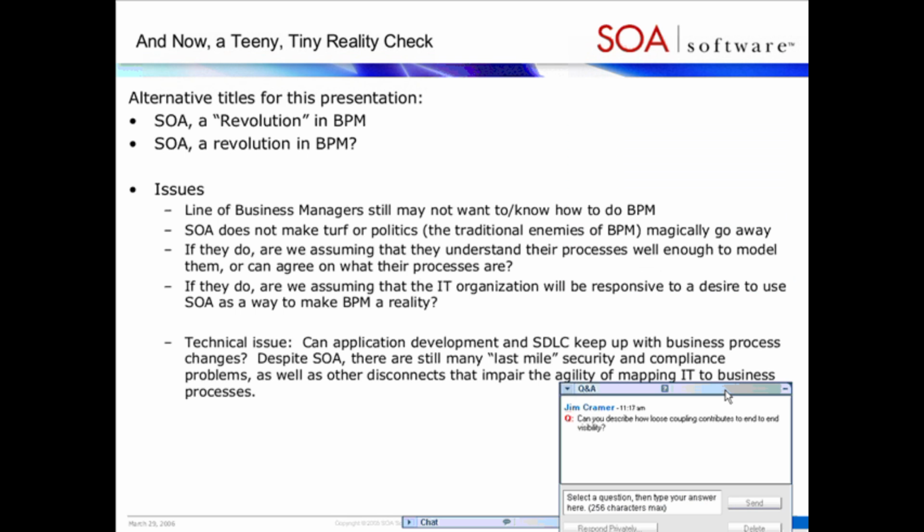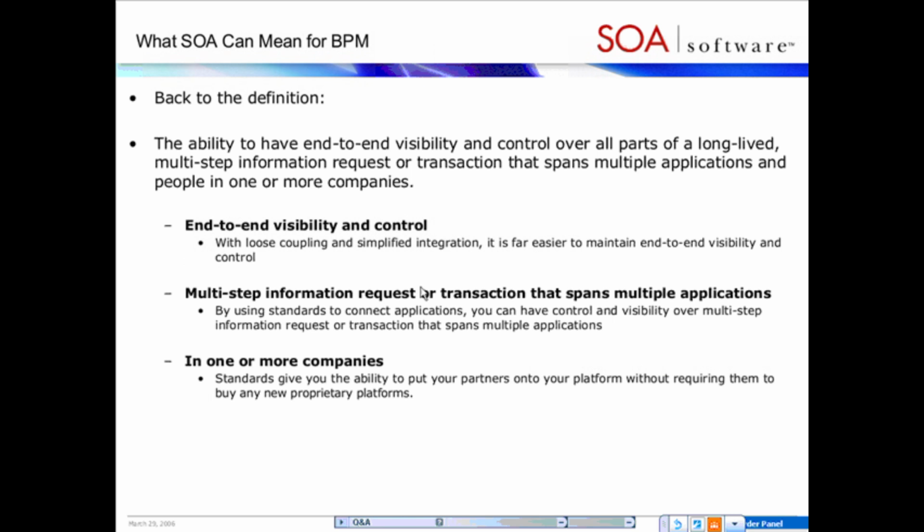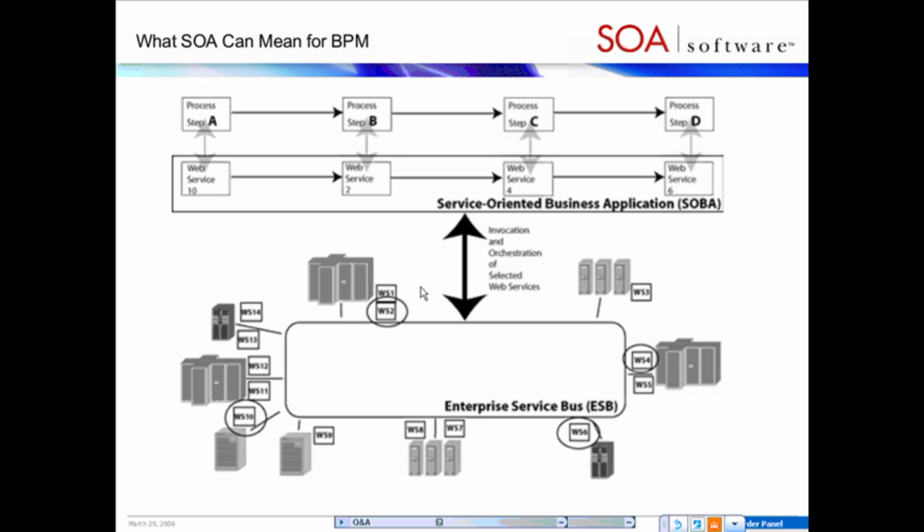Okay, that's a good question. Just to go back a few slides, end-to-end visibility means that you can monitor the functioning of a business process as it is taking place.